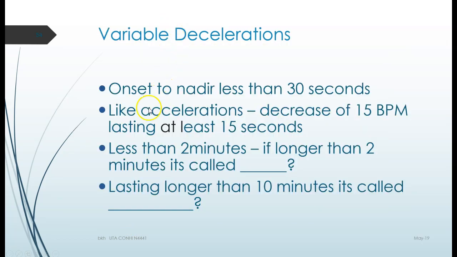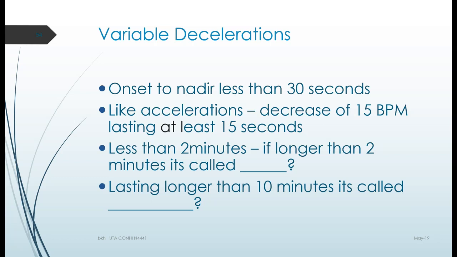So variable decelerations, onset to nadir, meaning the lowest point of this, is usually less than 30 seconds. Like an acceleration, we only talk about those decreases if they're more than 15 beats per minute and they last for more than 15 seconds. A variable deceleration is the most common type of episode you're going to see on the baseline. And so we don't document every single one of them. We only document the ones that are significant, the ones that are lasting 15 seconds, and we're still not going to document every single one of them.